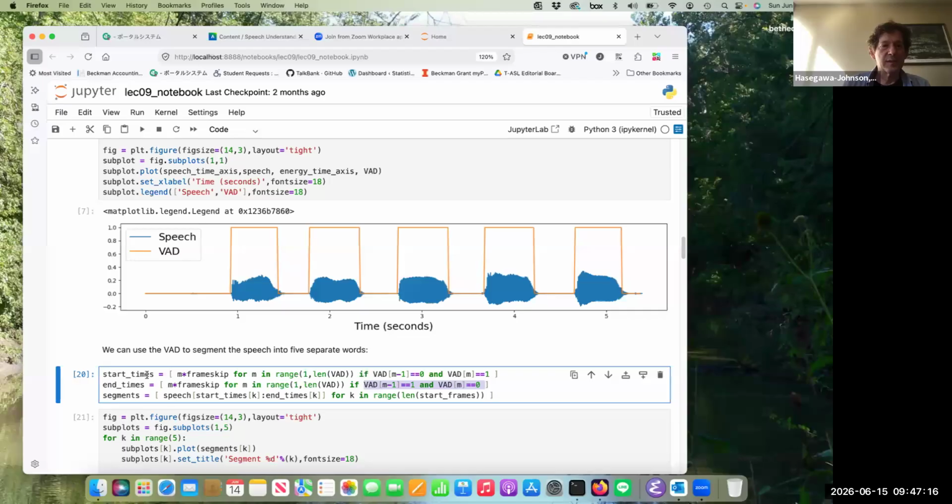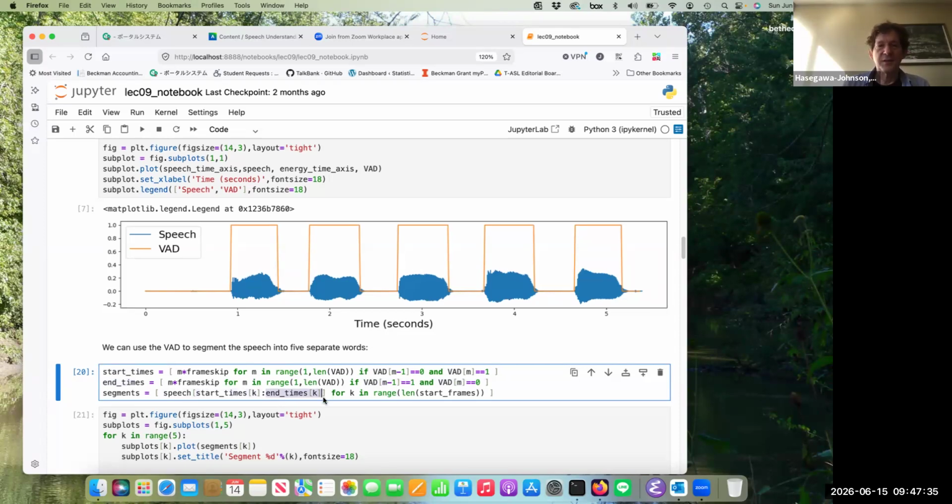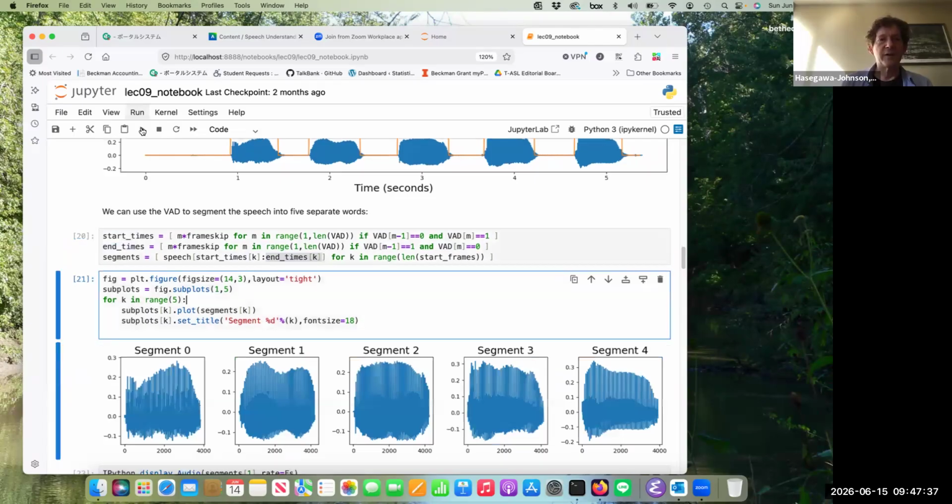The start times are the onsets. The end times are the offsets. There should be 5 start times and 5 end times. And then the segments are those speech signals. It's just the speech signal going from that starting time to that ending time. So the speech signals should be 5 separate signals, one for each vowel.